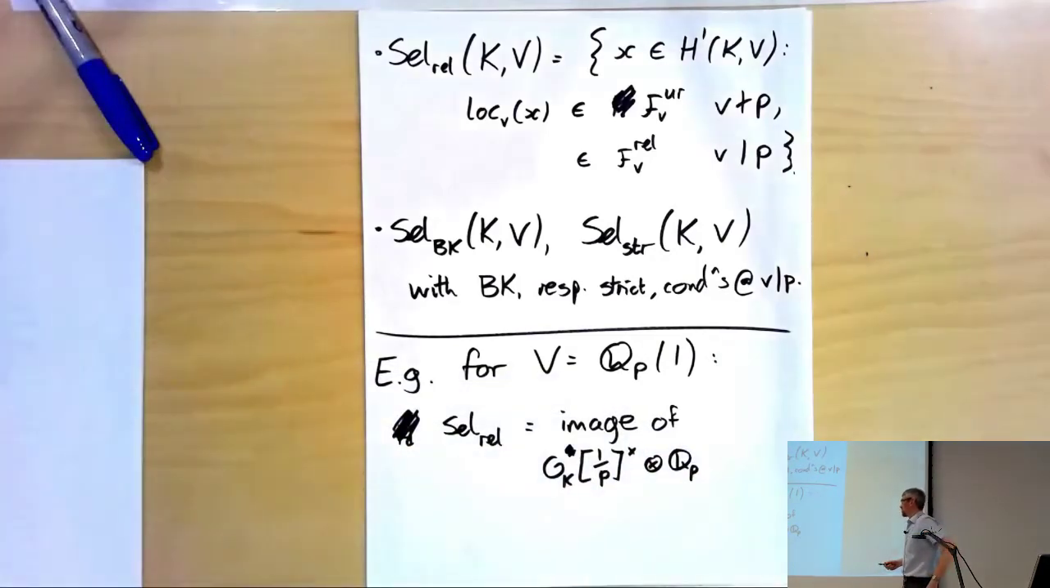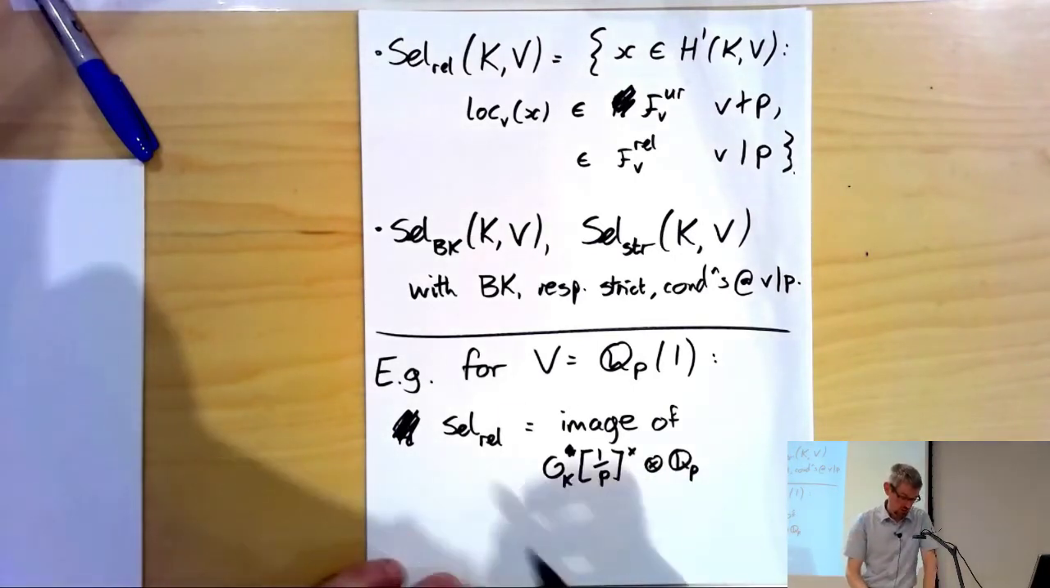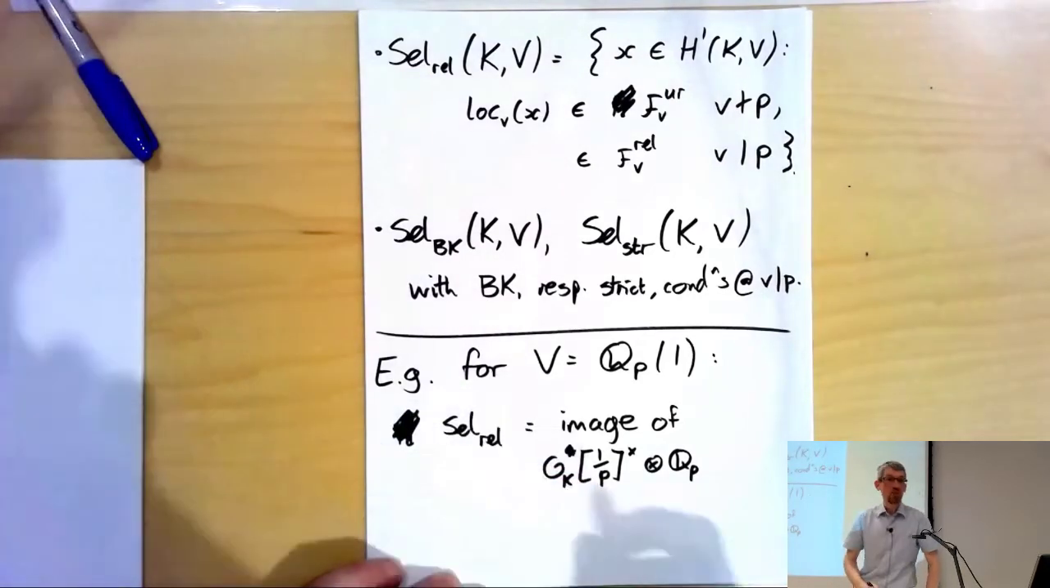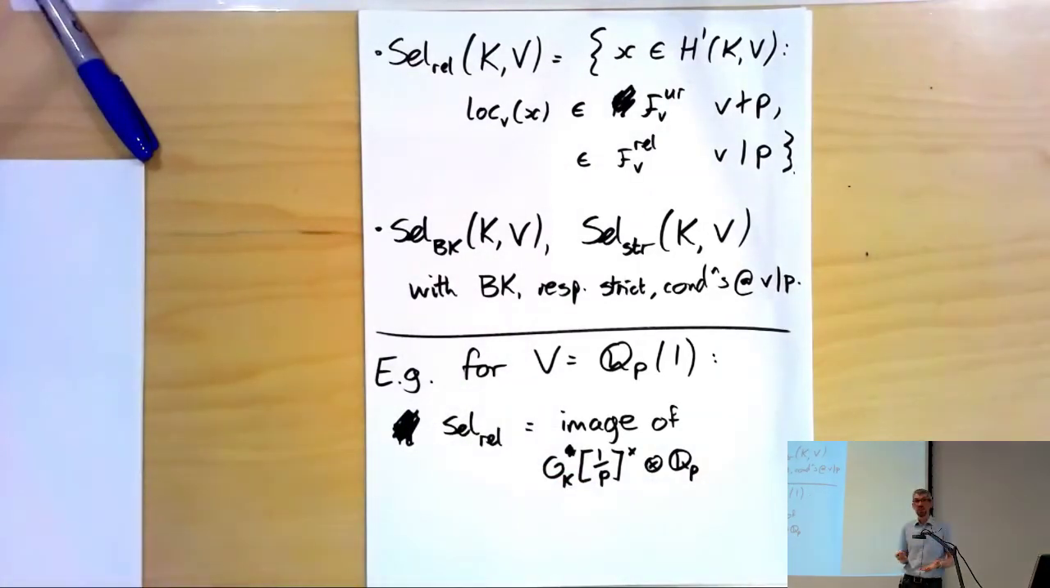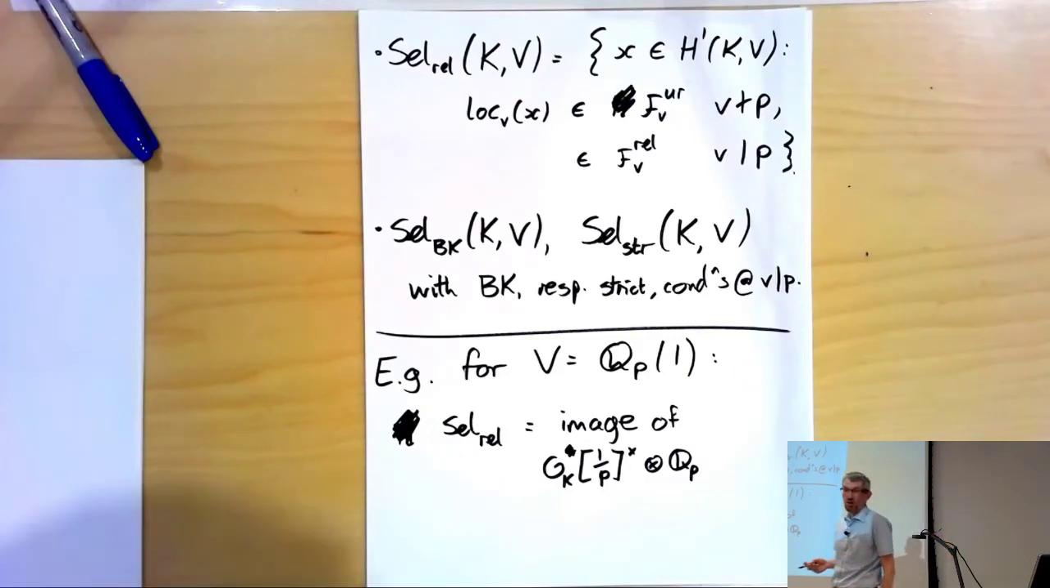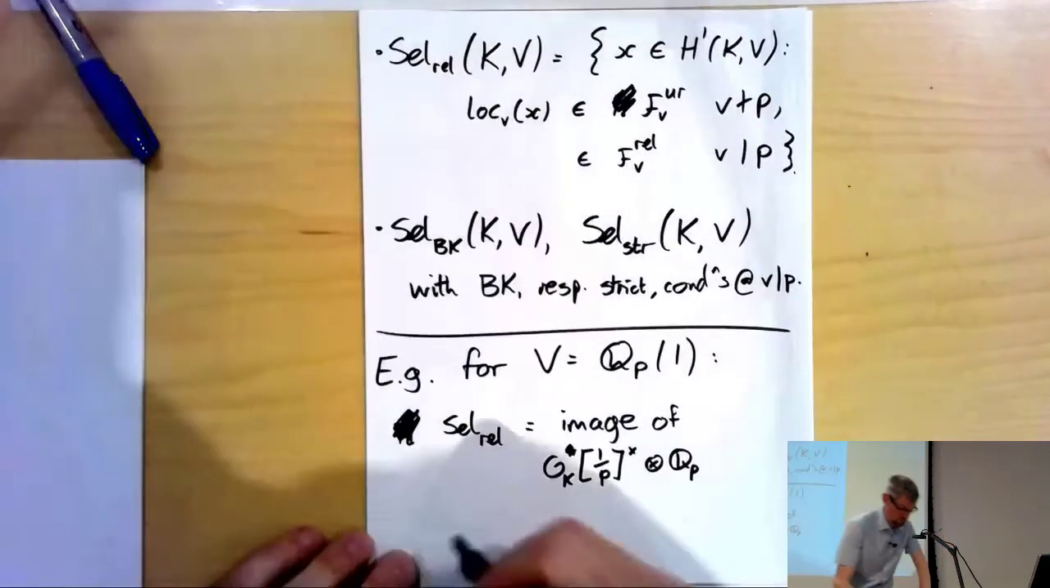So the relaxed Selmer group, you see exactly the things in K star that are units away from the primes above P. So that gives you an idea that we've chosen the right local condition at the primes away from P. So we've trimmed down to things in K star that are units at those primes, but we've somehow not done the right thing at P yet.